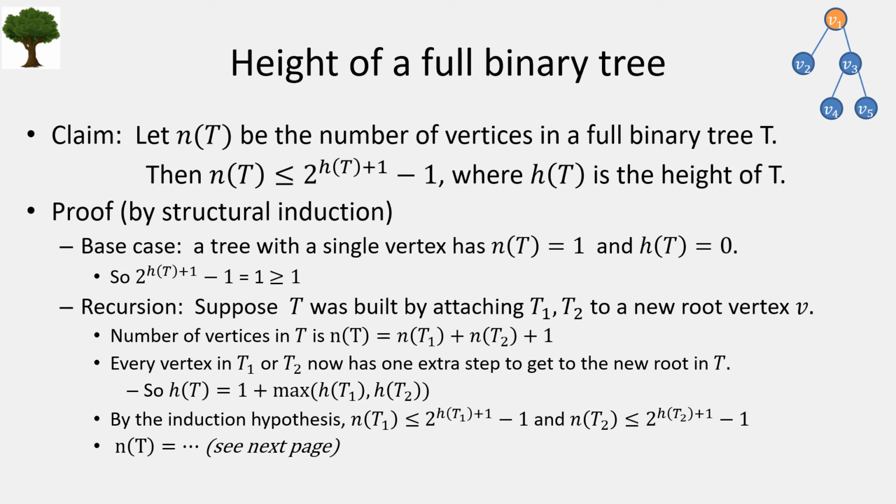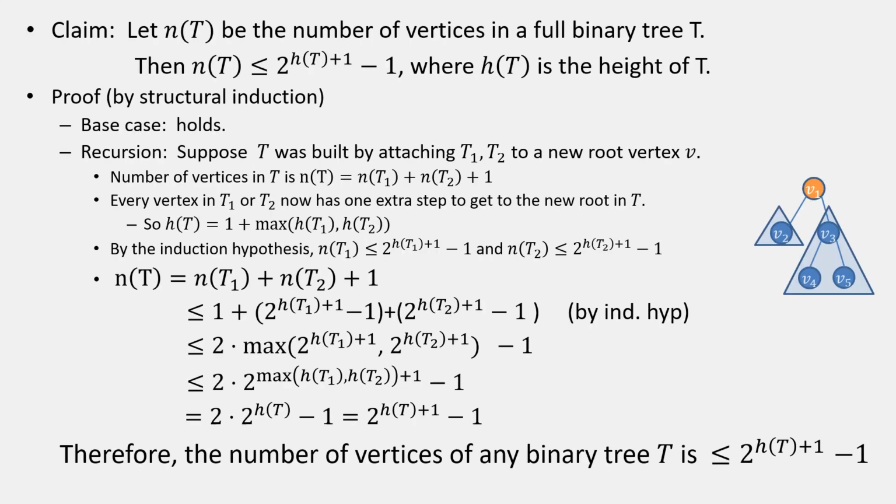So now we know how to recursively express the number of nodes of T in terms of the number of nodes of T1 and T2, and the height of T in terms of the height of T1 and the height of T2. And now everything is ready to apply the inductive hypothesis, that is, to refer to the fact that we know the relation between the number of nodes in T1 and its height, and the number of nodes in T2 and its height. We'll do it on the next page.